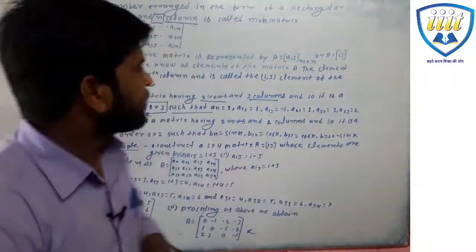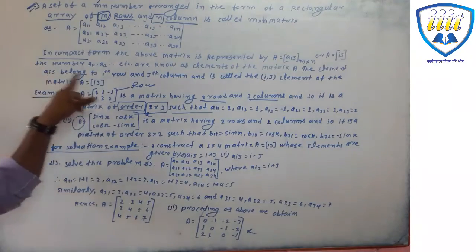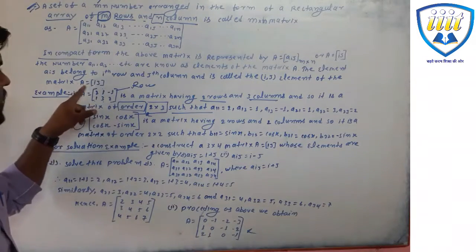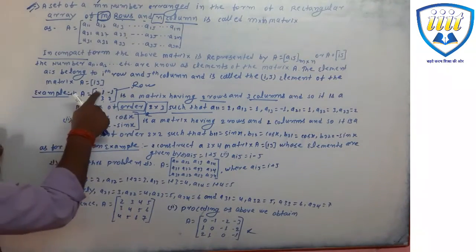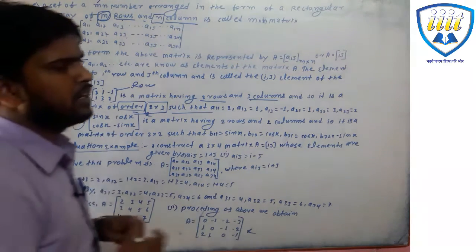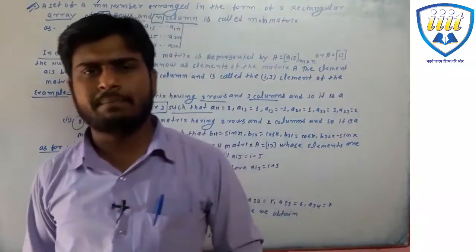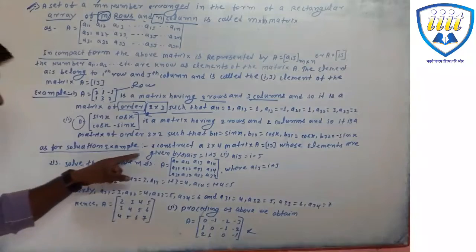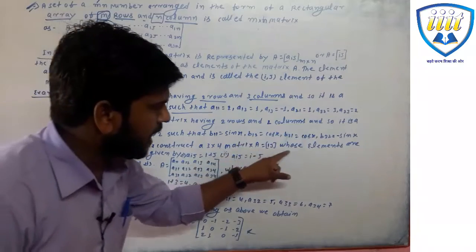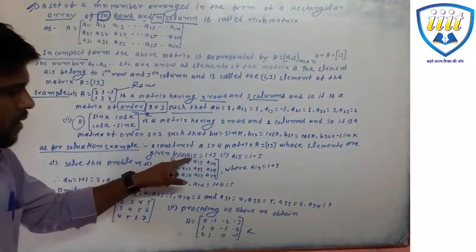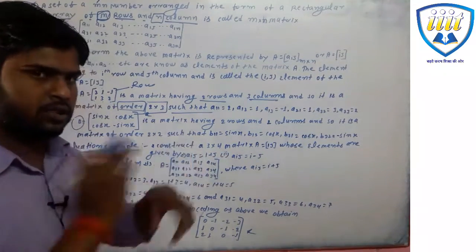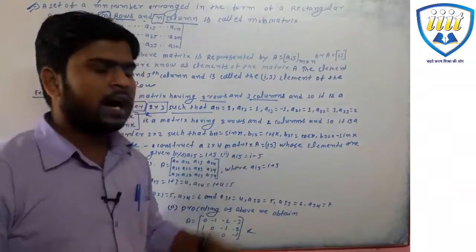The element Aij belongs to the i-th row and j-th column, and is called the ij-th element of the matrix. For example, construct a 3 by 4 matrix Aij whose elements are given by Aij equal to i plus j. Question 2: Aij equal to i minus j.